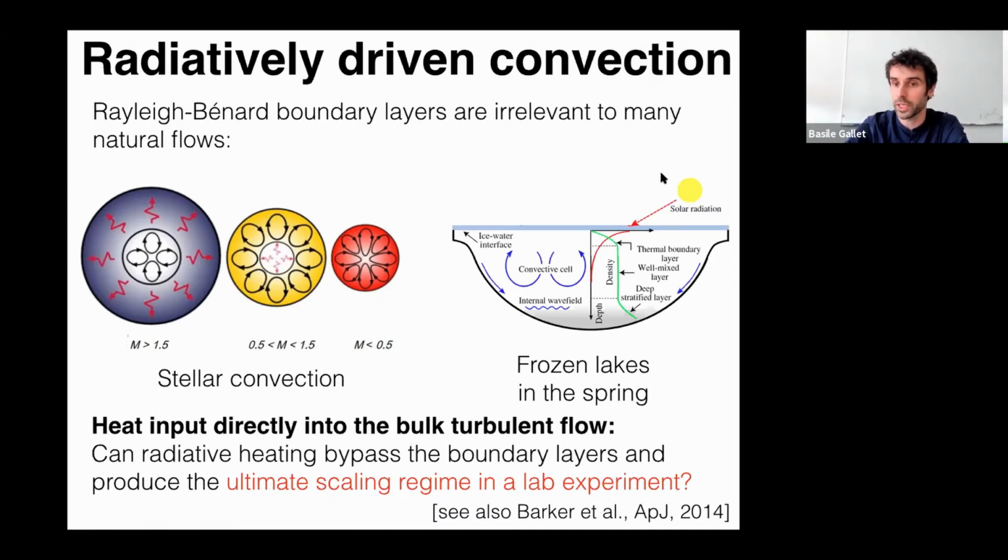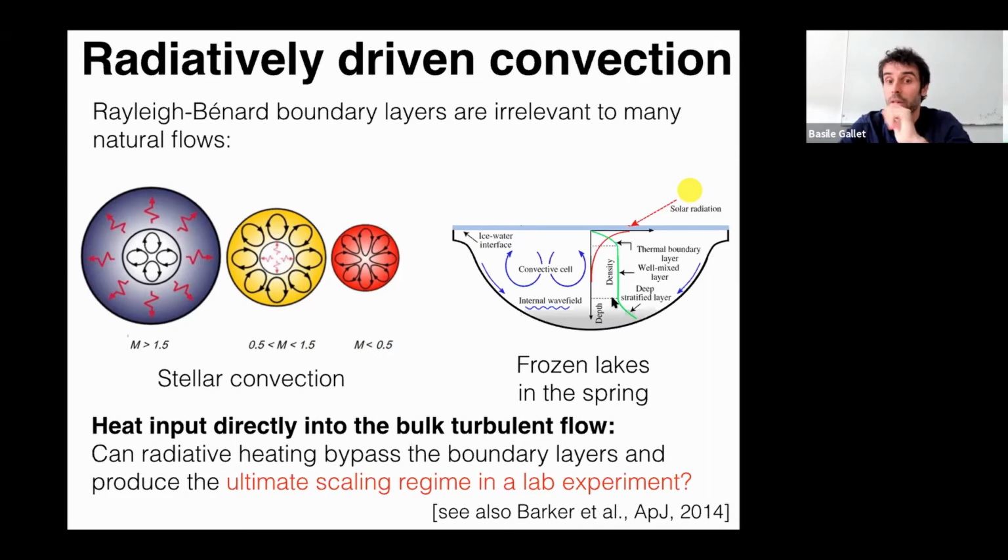Another example that I'm drawing here is frozen lakes in the spring. The Great Lakes, in the spring, have a shallow layer of ice at the surface, but the sunlight can penetrate through the ice and heat up the fluid in the vicinity of the layer of ice. Because this water is below 4 Celsius, warmer water is heavier, and in fact, this heating will induce some convection in the system. We're forming some heavy fluid that's going to fall deep inside the lake. That's the way you can mix these Great Lakes in the spring, even though they're covered with a layer of ice. So in these two setups, once again, the heat is input directly into the bulk turbulent flow, thus bypassing the role of the boundary layers.